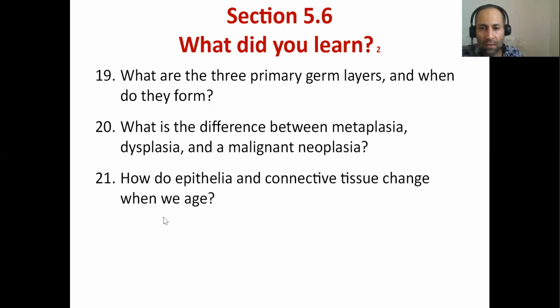How do epithelial and connective tissue change when we age? They become thin and less blood supplied and less sensitive and less well functioning. Dehydration and infections are the two major threats at this point.